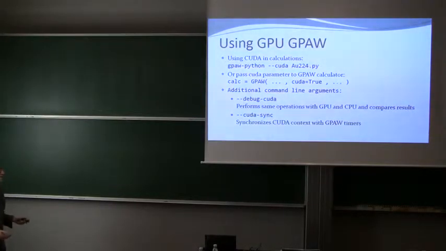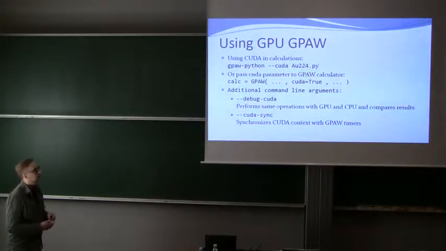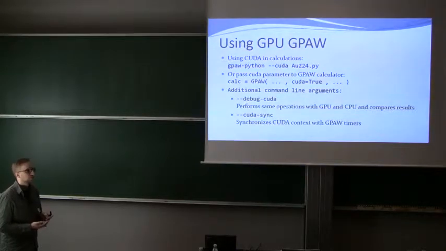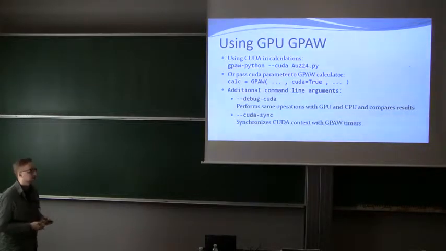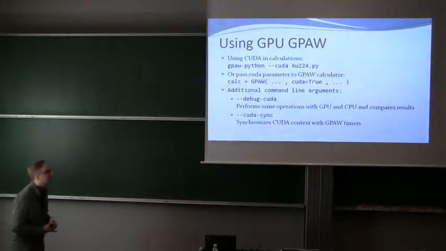And there are two additional command line arguments. There is this --debug-cuda, which basically takes each operation performed on the GPU, performs the same operation on the CPU, and then compares the results. So it can be very useful for debugging. And then if you want to get accurate timing information, you have to use this --cuda-sync option. Basically it synchronizes the calculations in the GPU card with the GPAW timers.